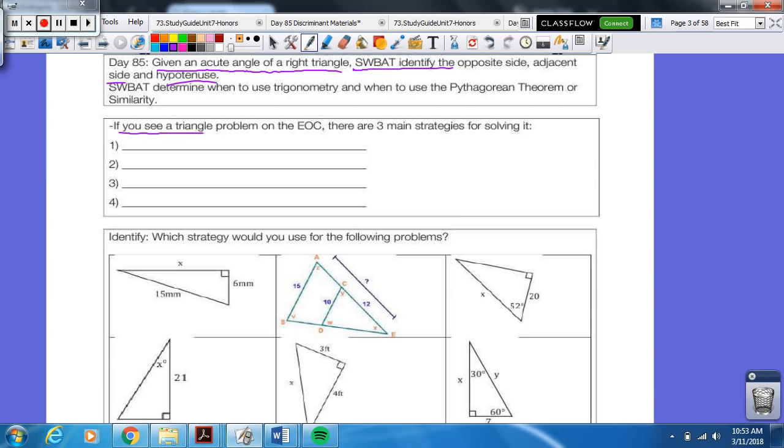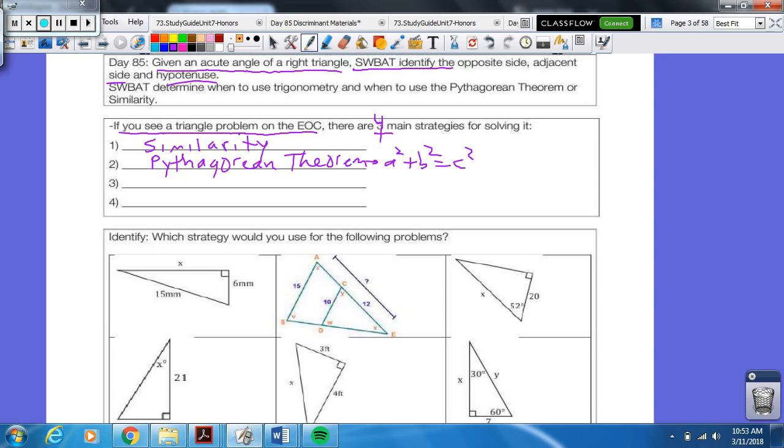So if you see a triangle problem on the EOC, there's four main strategies, so fix that to four. The first, you can solve using similarity, and generally that's with proportions. Next, what can you do? Starts with a P. Rhymes with Agrean. Oh yeah, Pythagorean theorem. That's a squared plus b squared equals c squared.